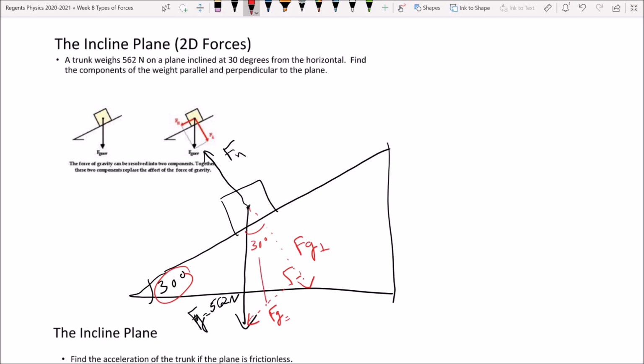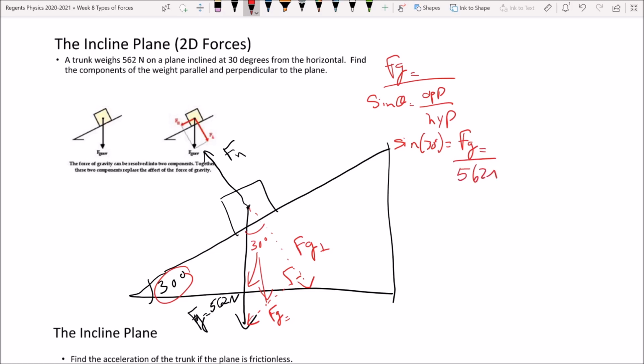Let's solve for the parallel component first. It's opposite my angle, and I have my hypotenuse. Opposite and hypotenuse is sine. So sine of theta is opposite over hypotenuse. The sine of 30 degrees is equal to my opposite side, Fg parallel, divided by my hypotenuse, which is 562 newtons. So I'll do 562 times the sine of 30. Sine of 30 is 0.5, so we get the parallel component of gravity as 281 newtons.